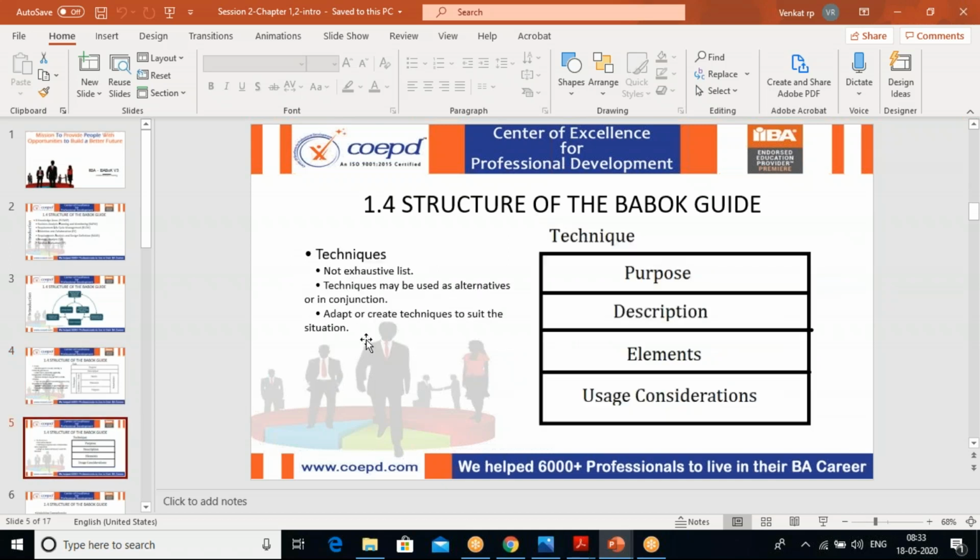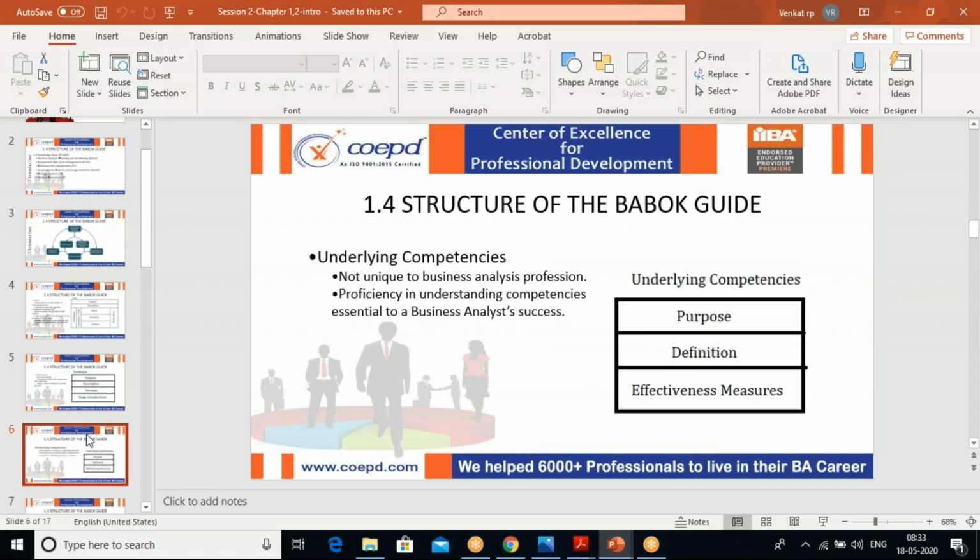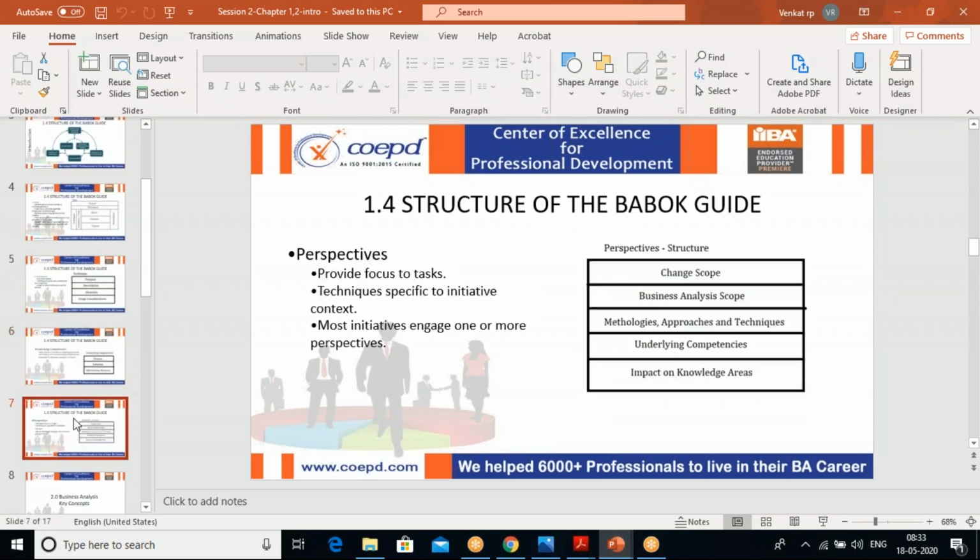Fine. And when we discuss techniques, techniques will have a purpose, description, elements, and usage considerations. Okay, and then when we discuss underlying competencies, it will have a purpose, definition, and effective measures. And then we have 5 perspectives. When we are discussing a perspective, we will be discussing change scope, business analysis scope, methodologies, approaches and techniques, underlying competencies, and impact on knowledge areas. This is what we are going to discuss, right?